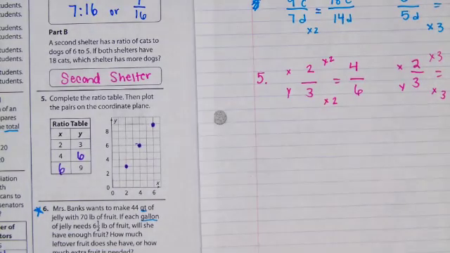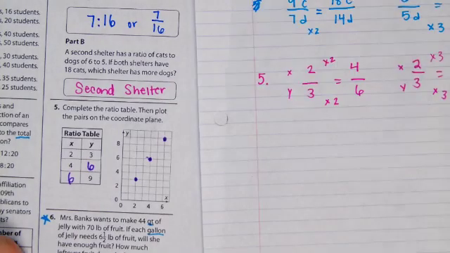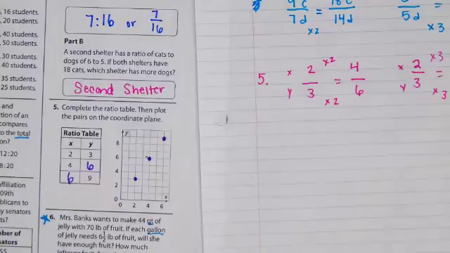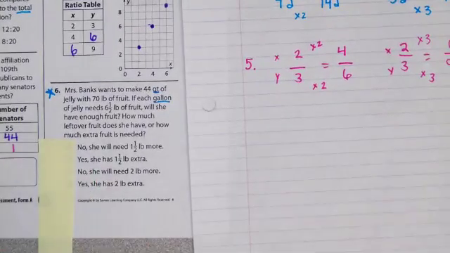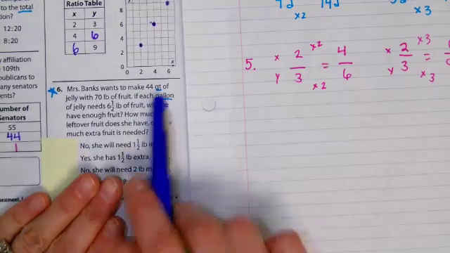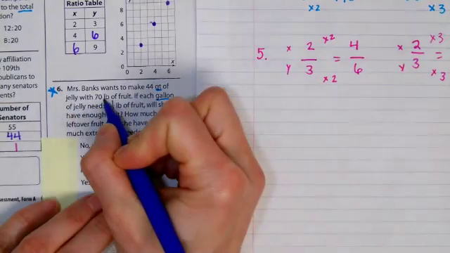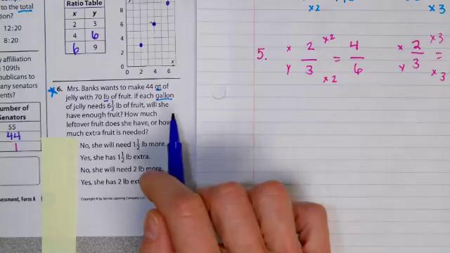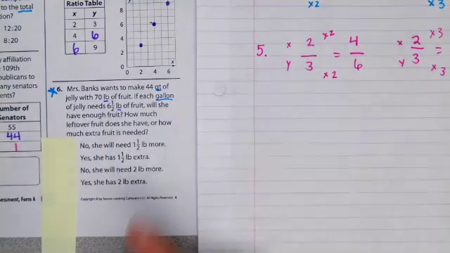Okay. The next question, again, I went through it ahead of time, but the next question, I would like you to star this to study because this one is a little bit hidden in the difficulty level of it. So once you know what to do, it's not too bad. So we got to read it. Mrs. Banks wants to make 44 quarts, and I underline quarts for a reason, of jelly with 70 pounds of fruit. So we got pounds here. Okay, if each gallon of jelly needs 6.5 pounds of fruit, will she have enough fruit? How much leftover fruit does she have, or how much extra fruit is needed?